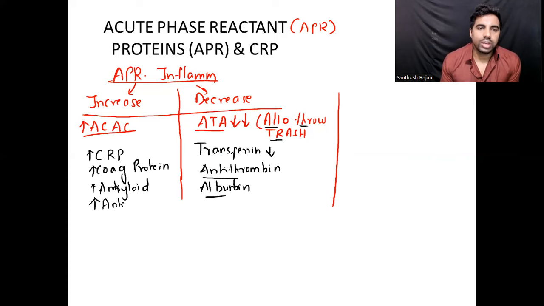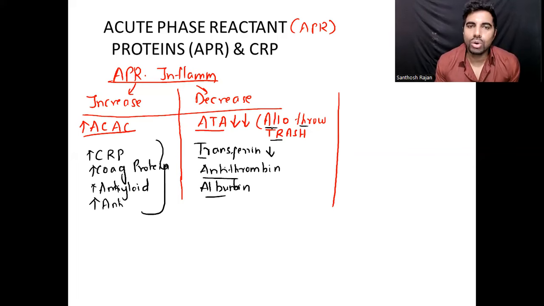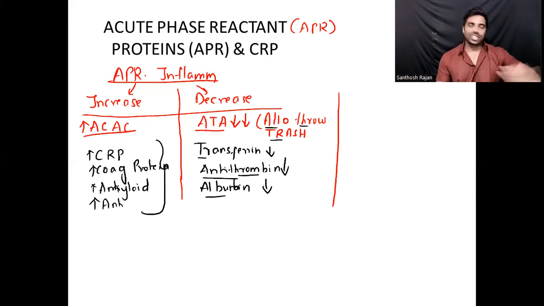I'm missing something. Okay, you guys have to help me. Okay, whatever. Remember, every A and C goes high except these three. Okay, transferrin, ATA ka, A for I told you, T for transferrin, A for antithrombin. Other one is albumin. Albumin, okay, albumin, that's what I told you. Alu, albumin, throw thrombin, antithrombin, okay. Transferrin, trash transferrin. So only these three are going down. Rest, all other things are going high. Okay, that's remember like that.